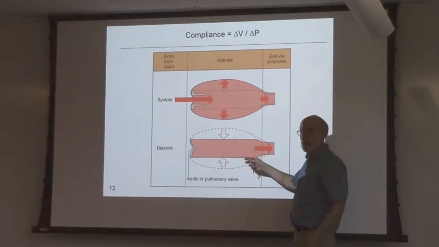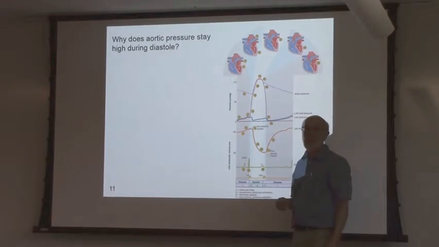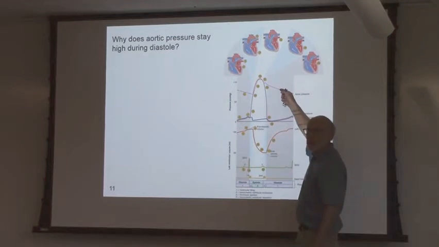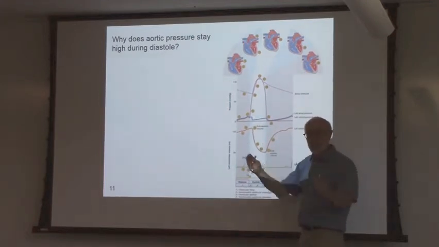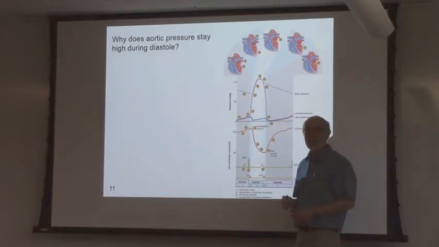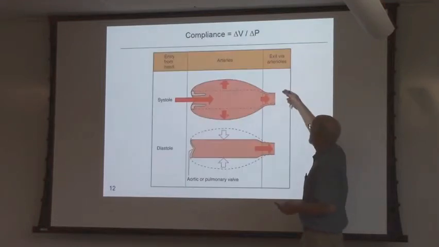So the short answer to this question is elasticity or compliance of the arterial circulation, including the aorta. The pressure stays high because the aorta and the arteries were stretched, and now they are creating force by unstretching. And so it's sort of like an elastic pump. It's maintaining pressure, even though there's no actual pump. Okay? So that's the answer to that question.